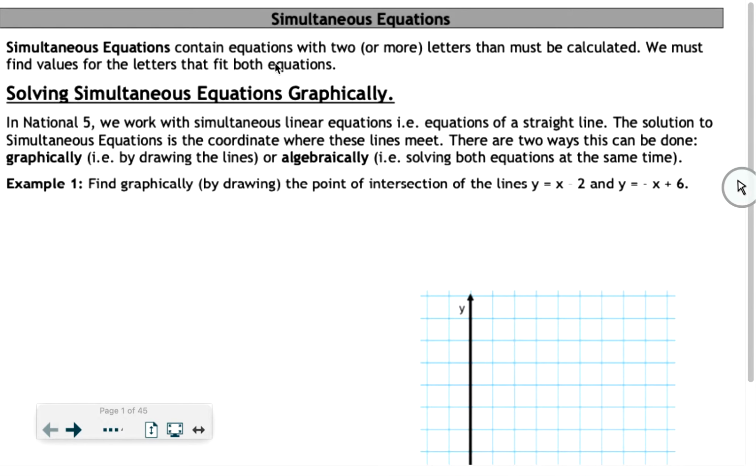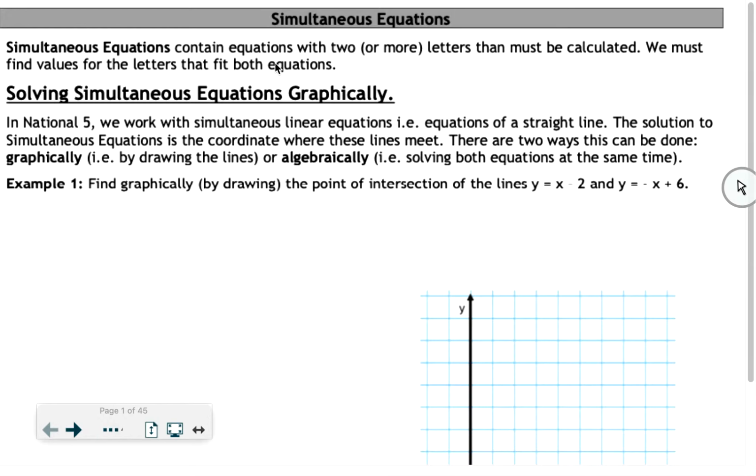Hello. Let's make a start on the next topic, which is simultaneous equations. Now, as it says in the instructions here, simultaneous equations contain equations with two or more letters, which then must be calculated. Really, in National 5 and Higher, we will only ever deal with two letters where we need to work them out. When we get to Advanced Higher and beyond, then you deal with working out three letters, four letters, and so on, using a process called matrices. We don't need to worry ourselves about that just now.